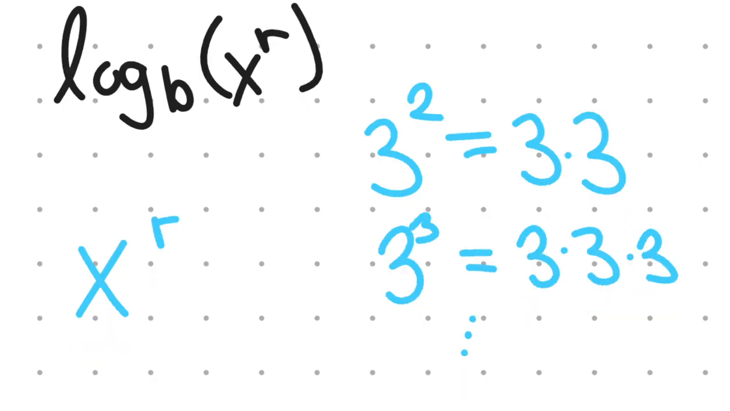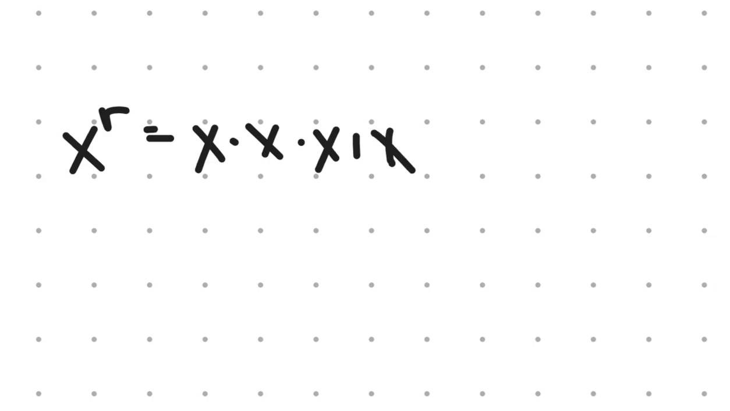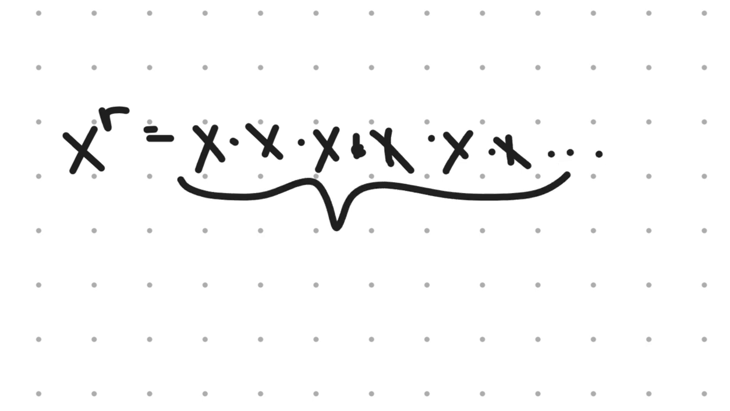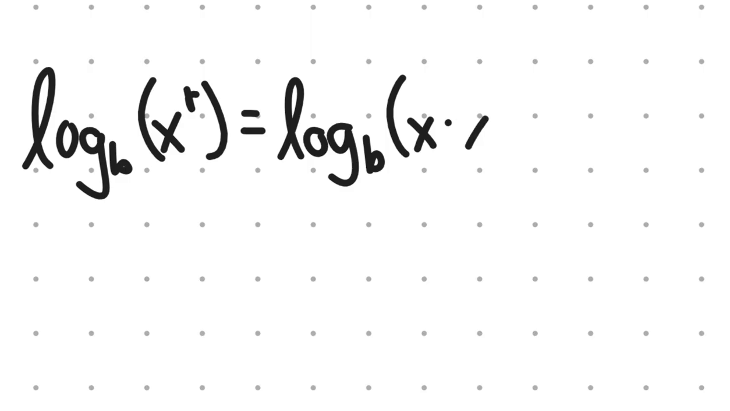For a number x raised to an rth power, it means that I'm going to multiply x how many times? It's going to be r times, because the exponent is r. So I'm going to put a dot dot dot. It will be r times. Now, since we have that, we can plug this whole expression, x times x times x times x, inside our logarithm. So we would have the logarithm base b of x to the r is equal to the logarithm base b of x times x times x times x, and so on, r times.